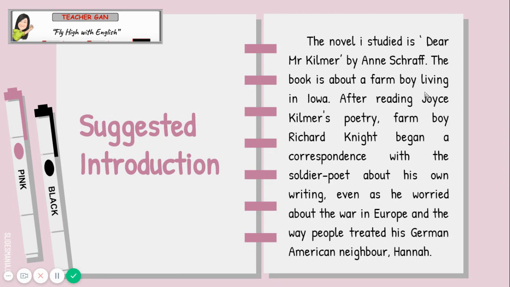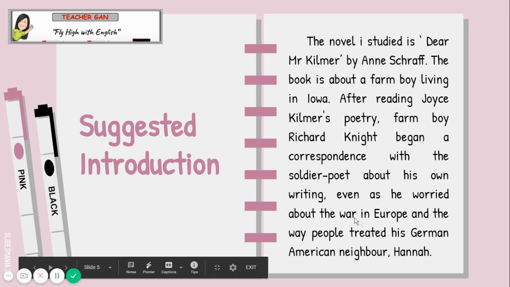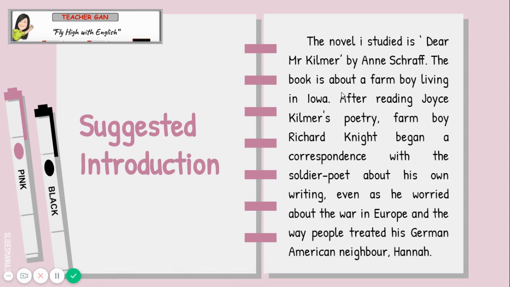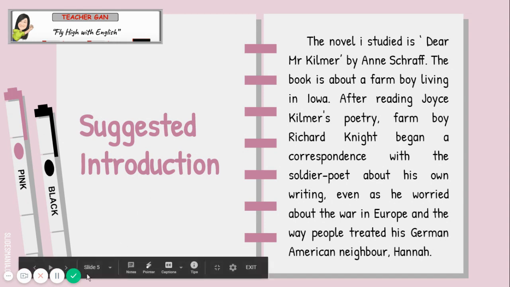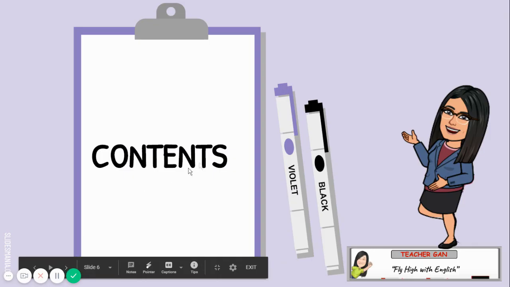The book is about a farm boy living in Iowa. After reading Joyce Kilmer's poetry, farm boy Richard Knight began a correspondence with a soldier poet about his own writing, even as he worried about the war in Europe and the way people treated his German American neighbor Hannah. So you can write like this, which is a brief summary of the novel. So this is paragraph 1. Okay, let's move on to contents, which are paragraphs 2, 3, and 4.